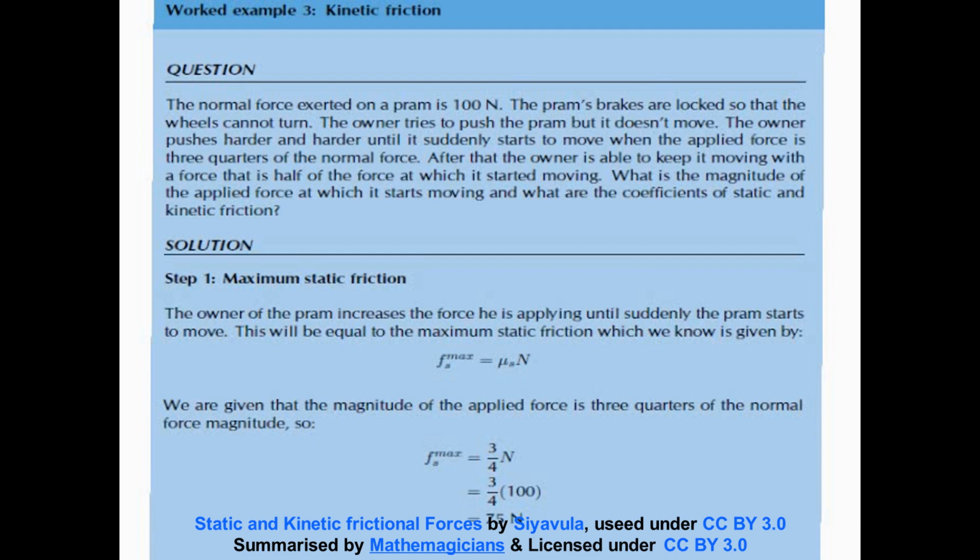Now, we are given that the magnitude of the applied force is 3/4 that of the normal force. As the solution suggests, I'll rewrite it here. The force applied is equal to 3/4 of the normal force, so 3/4 of 100, and we know 3/4 of 100 is 75 newtons.